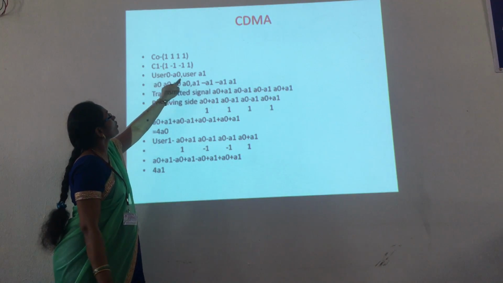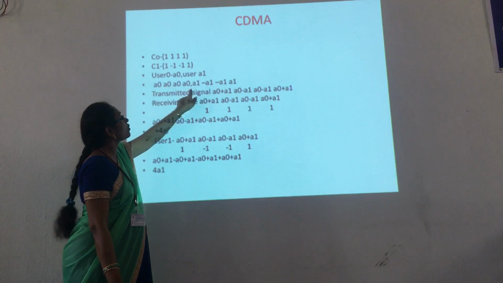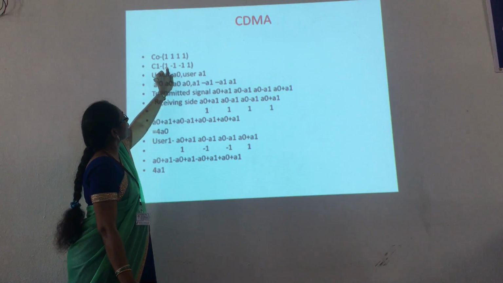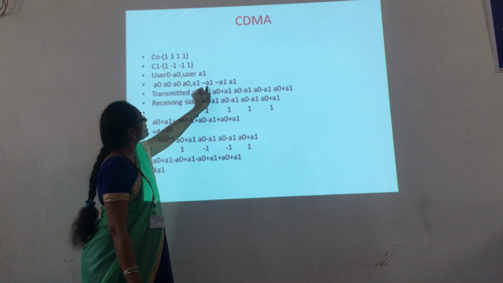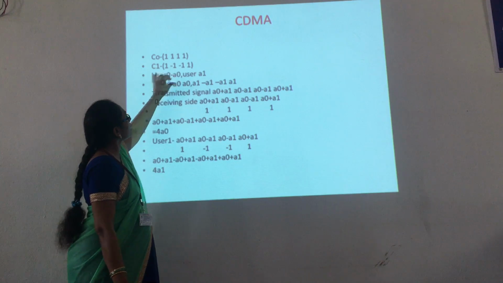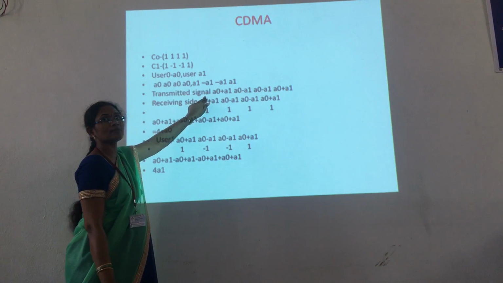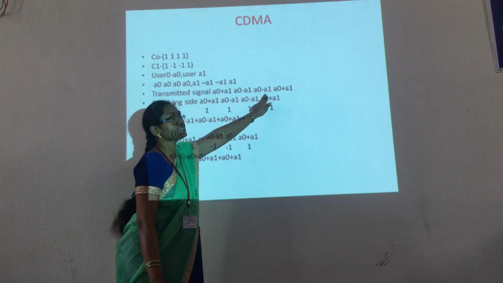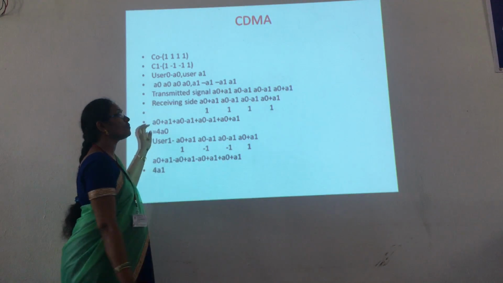So how are we transmitting? A0 is multiplied with its code, so we get A0, A0, A0, A0. And A1 is multiplied with its code, so we get A1, -A1, -A1 and A1. You add these two and transmit: A0 plus A1, A0 minus A1, A0 minus A1, A0 plus A1. This is the code that is transmitted.